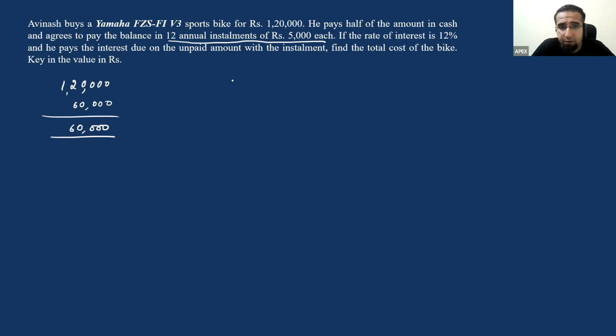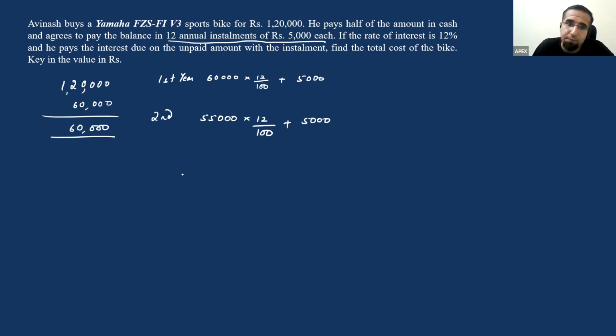Now, at the first year end, I will charge him 60,000 into 12%. This is the interest at the end of the first year, and he is also paying an amount of 5,000 rupees at the end of the first year. Clear? Now, since he has already paid 5,000, the principal value for the second year now becomes 55,000. So 55,000 is the amount that is pending for that time, plus another 5,000. First installment, second installment, right?